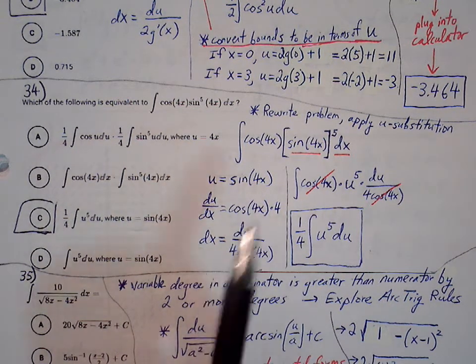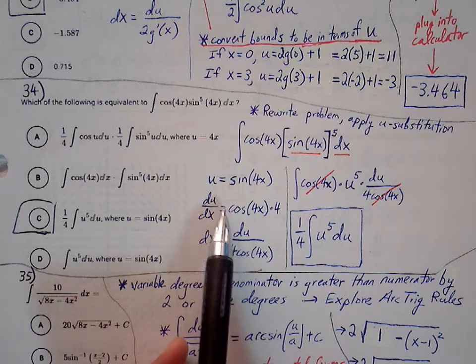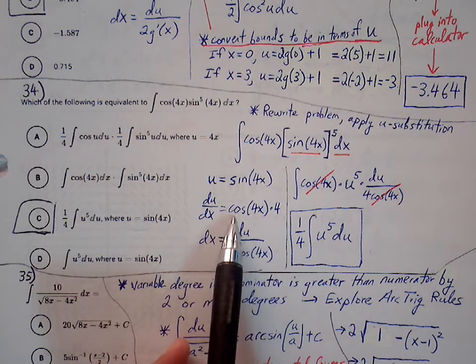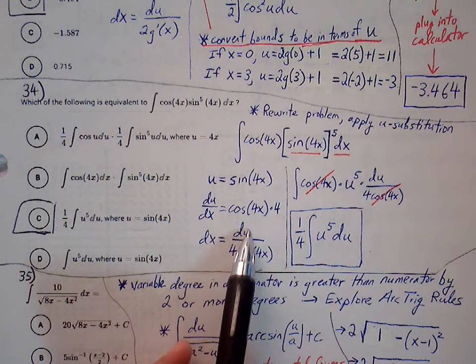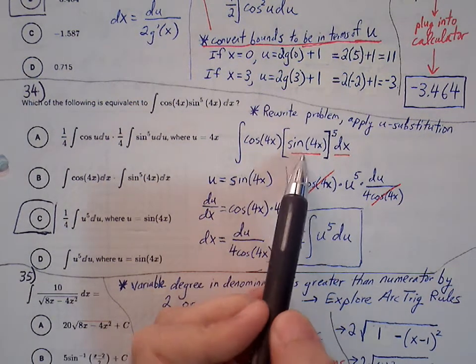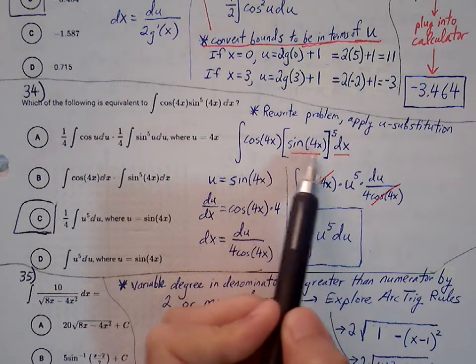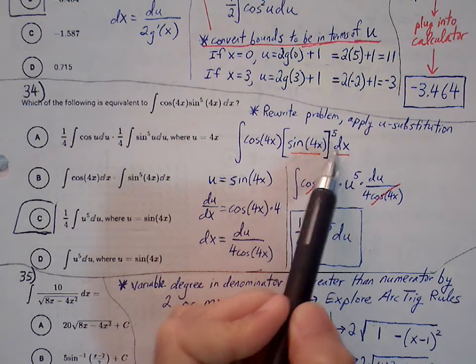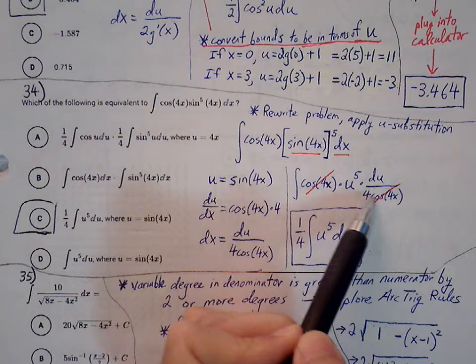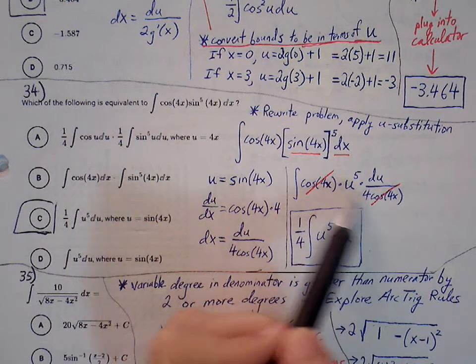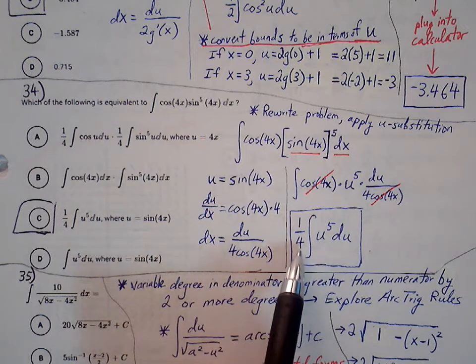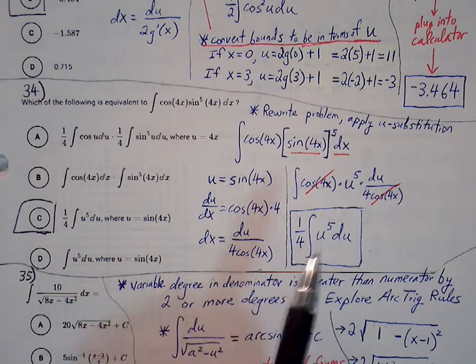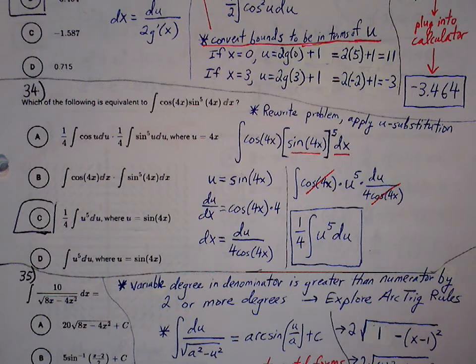The derivative of sine is cosine of u times u prime, so cosine of 4x times 4. I may solve for dx, cross multiply, du over 4 cosine 4x. So now we can make our substitutions, right? This gets replaced with u. This dx gets replaced with du over 4 cosine of 4x. We get the cosine 4x to go away nicely for us, push the 1/4 out in front, and then we get it to match answer choice C.